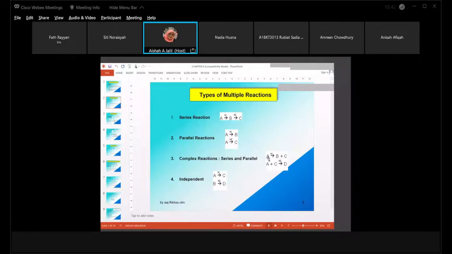And then independent reaction. This can also occur in the same batch reactor. A produces C, and at the same time, when we put B in the same reactor, it can produce D, but it does not disturb the other reaction. This is the type of multiple reaction, but usually in the test or exam, it is number 1 or number 2.